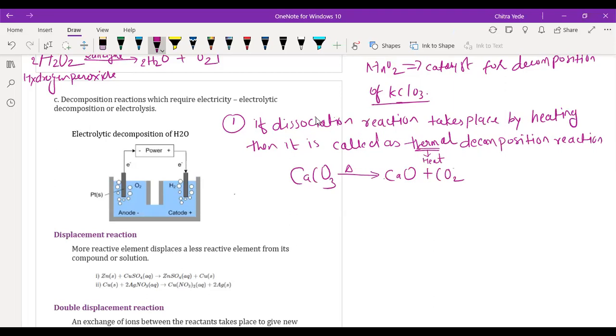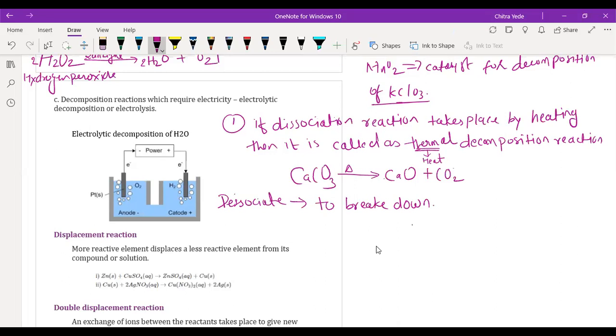Sir, can you repeat the meaning of dissociation? Okay. Dissociation means breakdown. Dissociate means to break down. To break down.